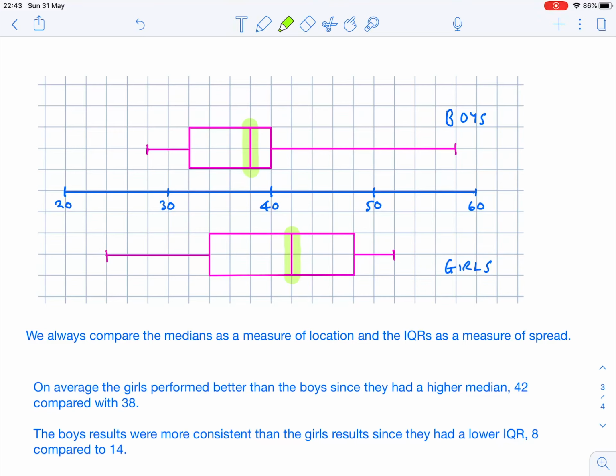Now, it isn't a case of it being better or worse, it's just different. And there's two ways I can say this. I could say the boys' results are more consistent than the girls', or I could say the girls' results are more varied than the boys'. But I must make a specific reference to the interquartile range, saying what they are so I can compare them.